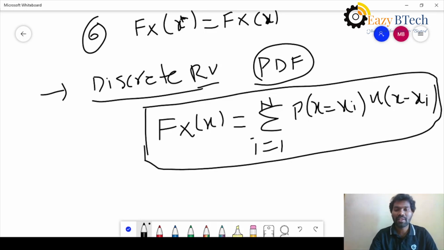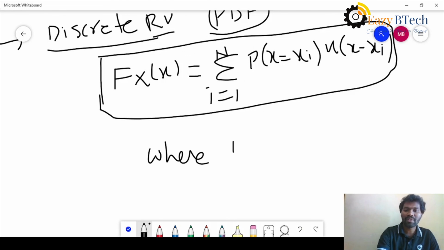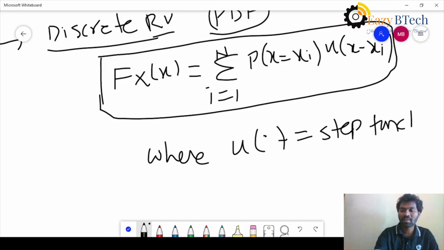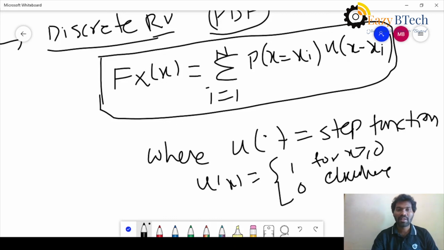So we see here that for a continuous random variable we get integrals, whereas for a discrete one the operations are completely on summations, as the name indicates, discrete. F_X of x is equal to sigma i equal to 1 to n of P of X equal to x_i u of x minus x_i. So what is meant by u here? u means it is a step function. The definition of the step function we already know: u of x equals 1 for x greater than or equal to 0, and 0 elsewhere. So this is the definition of the discrete random variable probability distribution function.